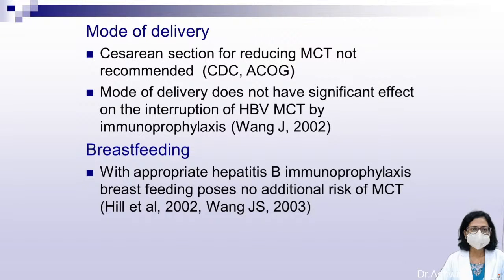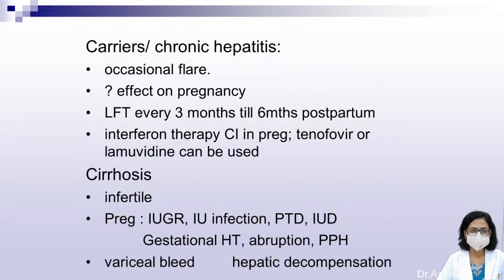As for mode of delivery, cesarean section is not required to prevent transmission from the mother to the baby, and breastfeeding with appropriate hepatitis B immunoprophylaxis can be allowed. And with this immunoprophylaxis, with giving the vaccine and the immunoglobulin, the risk of transmission to the baby can be reduced by 90%.